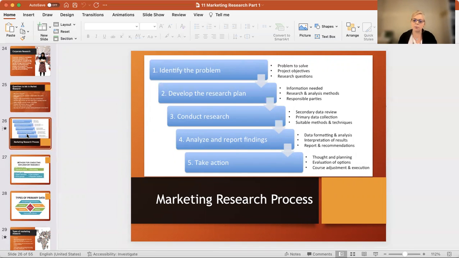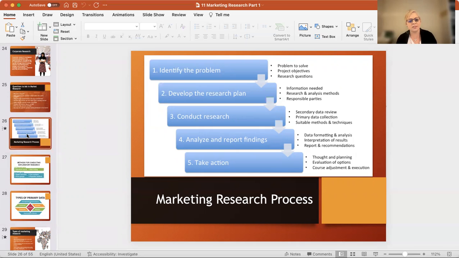Okay, so the marketing research process, there are 5 steps here. We need to identify the problem. What is it that we're seeking to understand? Develop our research plan. How are we going to do this? There's a lot of different ways. We need to conduct that research, analyze all our reports and findings, and then take action.